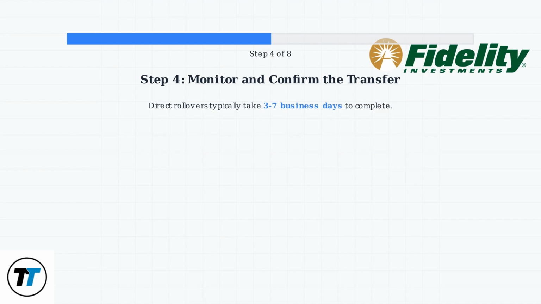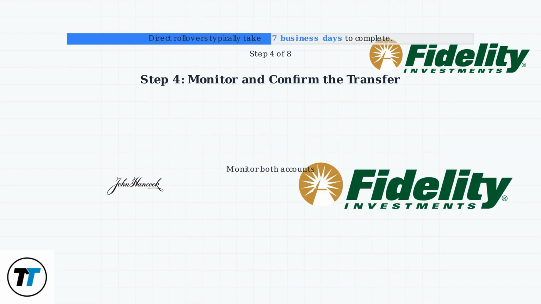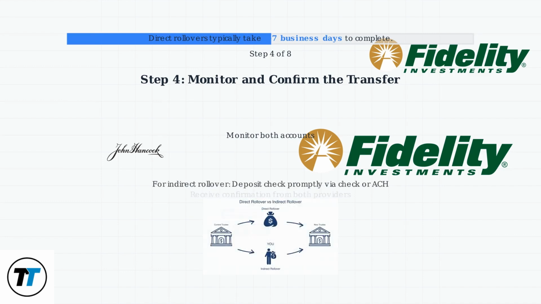Direct rollovers typically take 3 to 7 business days to complete. Monitor both your John Hancock and Fidelity accounts regularly to ensure the transfer is processing correctly. You'll receive confirmation from both providers once the transfer is complete. If you chose an indirect rollover, deposit the check into your Fidelity account promptly via check or ACH to avoid penalties.